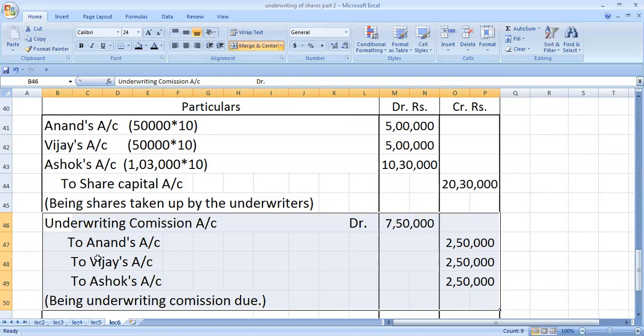Underwriting commission account debit to underwriters account. So here in this example, the 3 underwriters are given. So we give the credit separately to each underwriter. So underwriting commission account debit 7,50,000 to Anand's account 2,50,000, Vijay's account 2,50,000 and Ashok's account 2,50,000. Let's pass the narration: being underwriting commission due. So after subscription, the next journal entry will be for the underwriting commission.